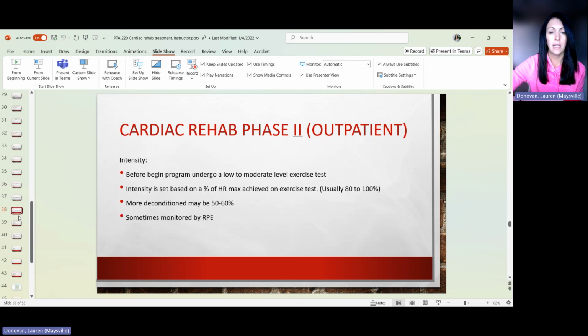Now, the intensity. Before beginning, they might have to undergo a low to moderate level exercise test. And intensity is set based upon a percentage of the heart rate max achieved on that exercise test, usually between 80 to 100%. Now, if they're deconditioned, it might be closer to 50 to 60%, and sometimes they're monitored by the RPE scale.